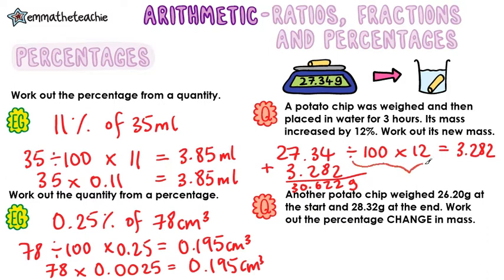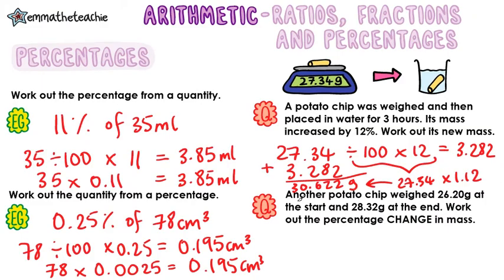I will just mention the other way of doing this part of the equation. Instead of dividing by 100 and multiplying by 12 and then adding this on, you could actually just have gone straight to doing 27.34 times 1.12, basically 112%, and that will just give you this final number directly.